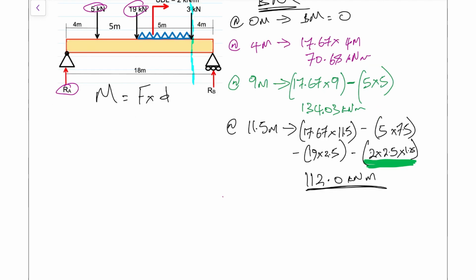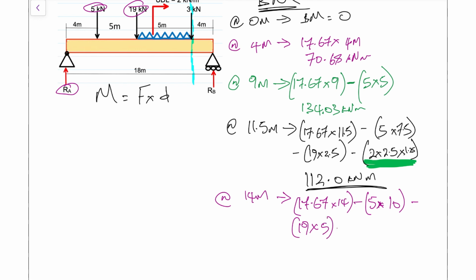So this will now be at 14 meters. So then at 14 meters, again, we have RA, which is our 17.67, multiplied by the full length of 14 and minus now the 5 kilonewtons. And for the 5 kilonewtons, that's now at 10 meters. Go across now to the 19 kilonewtons, so minus 19, and its distance is now at 5 meters. And minus now for the UDL again.